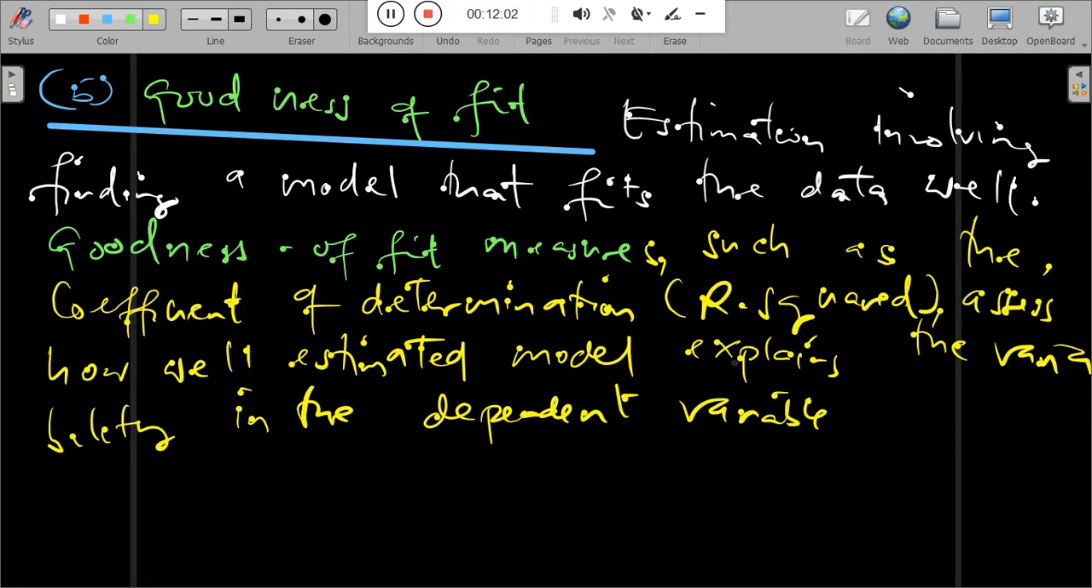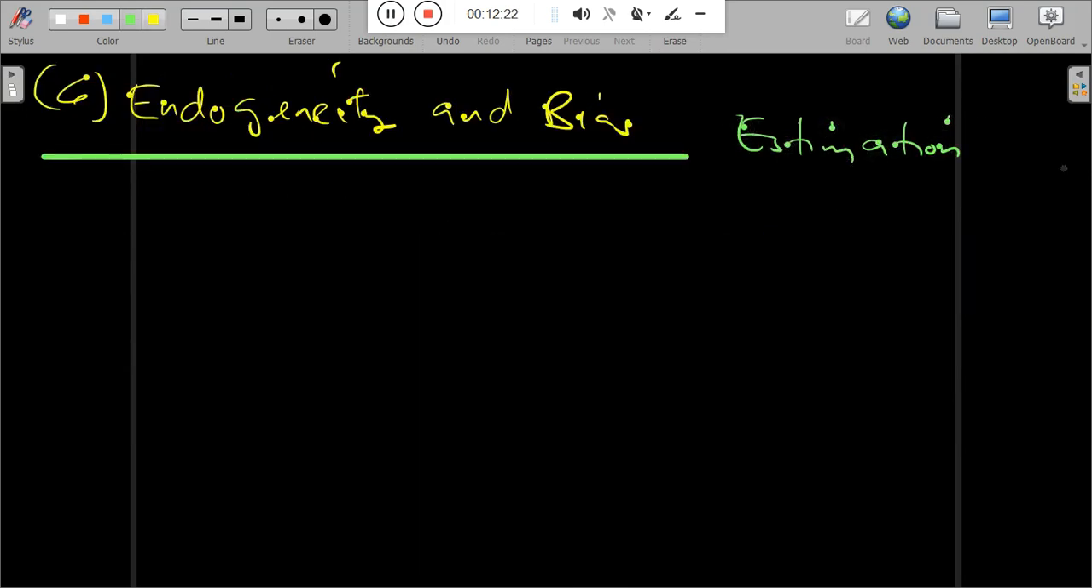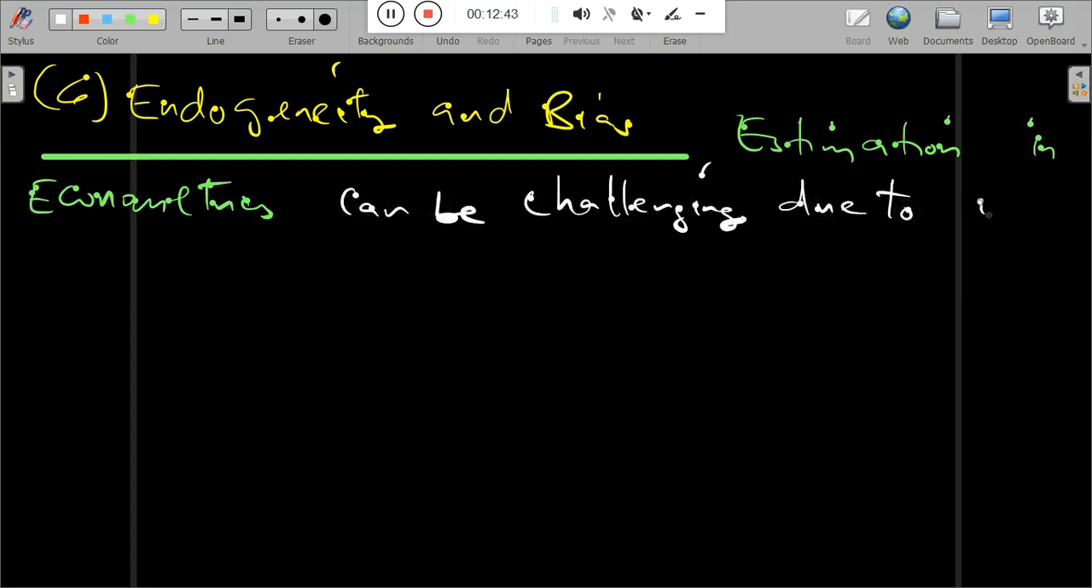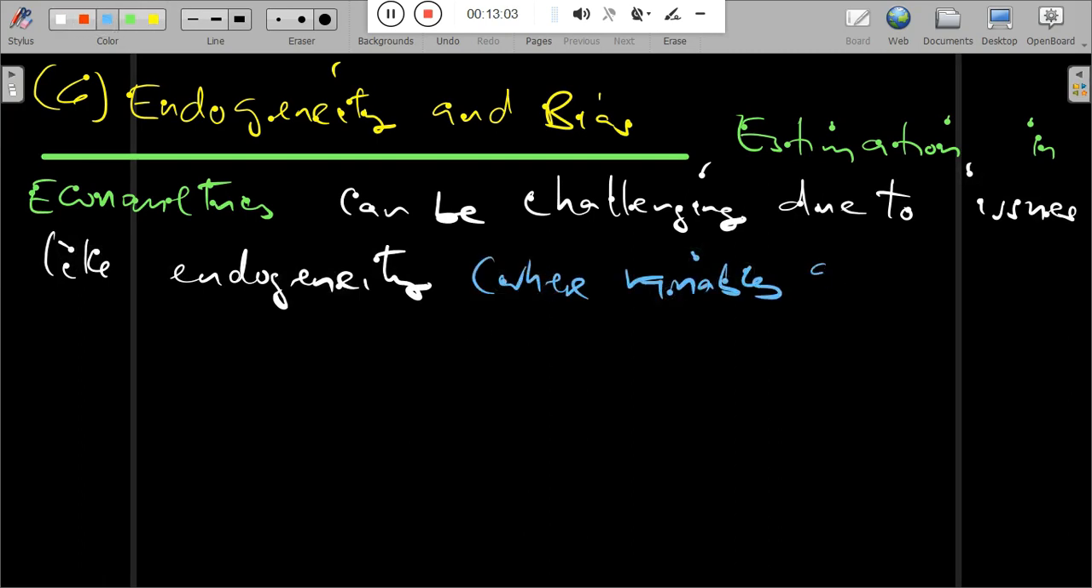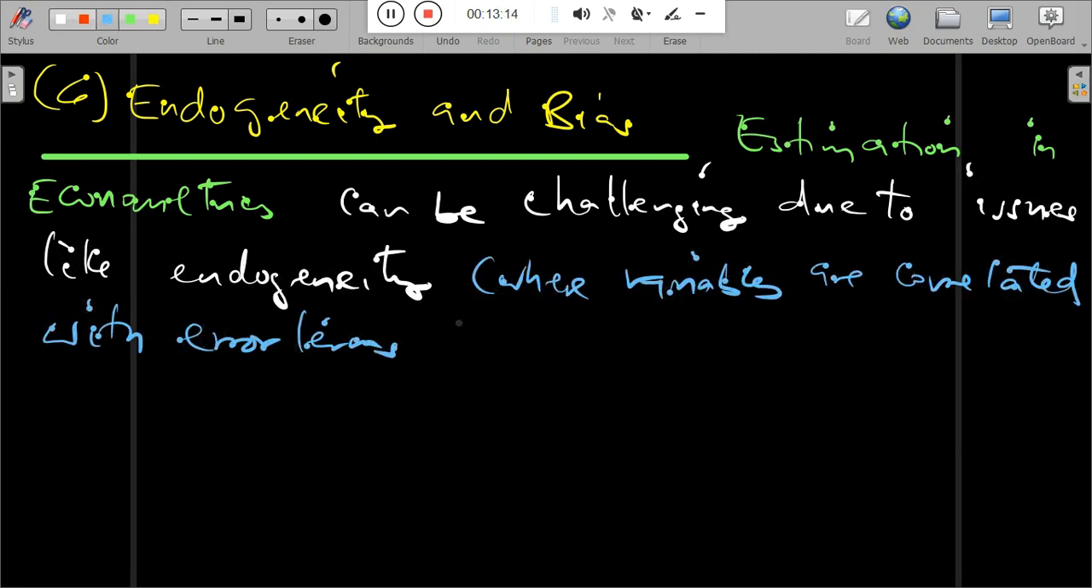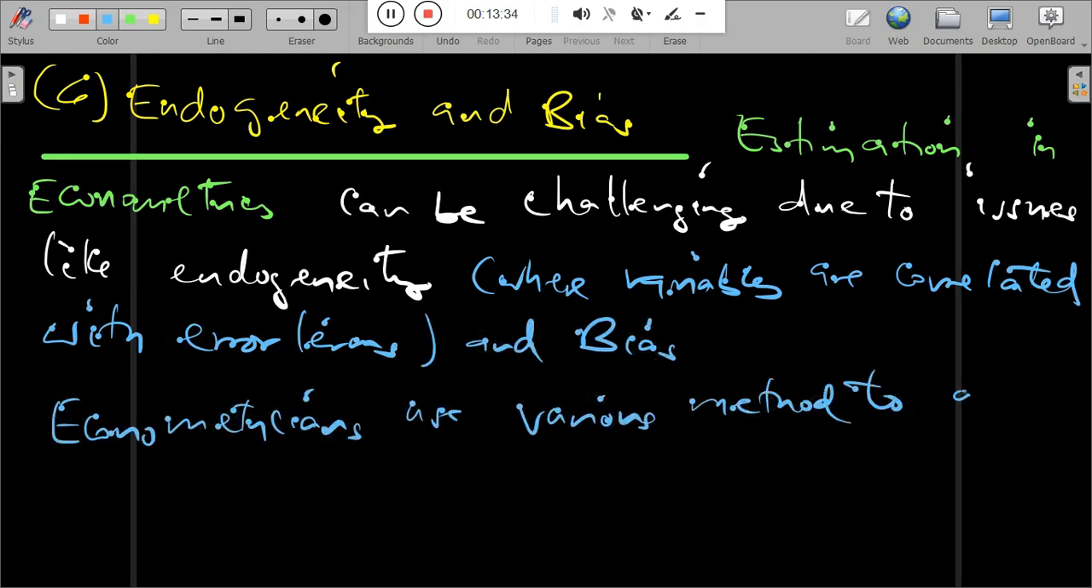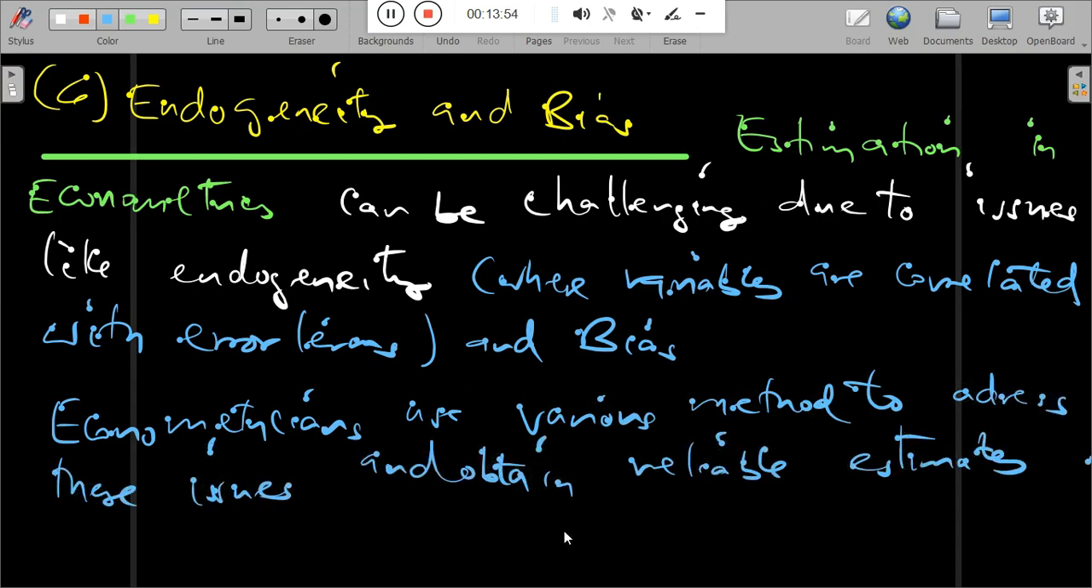Another key concept in estimates in econometrics is endogeneity and bias. Estimation in econometrics can be challenging due to issues like endogeneity, which is where variables are correlated with error terms, and bias. So econometricians use instrumental variables methods to address these issues and obtain reliable estimates.